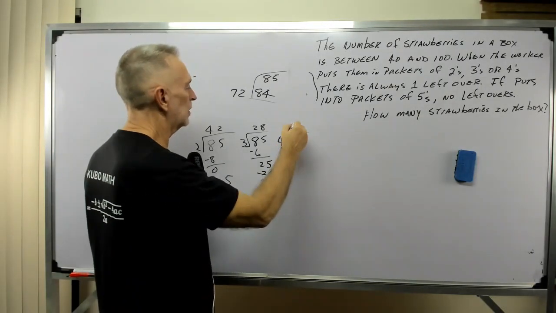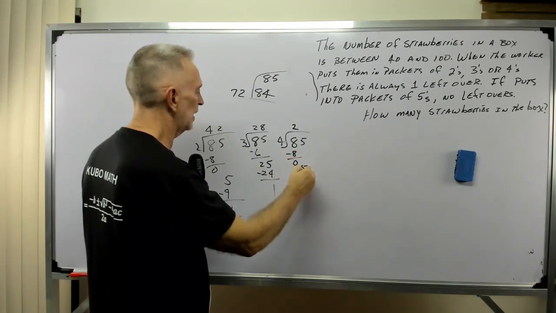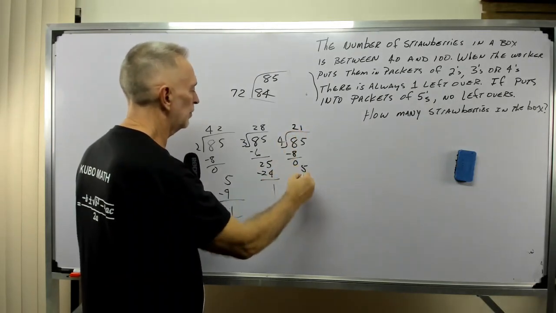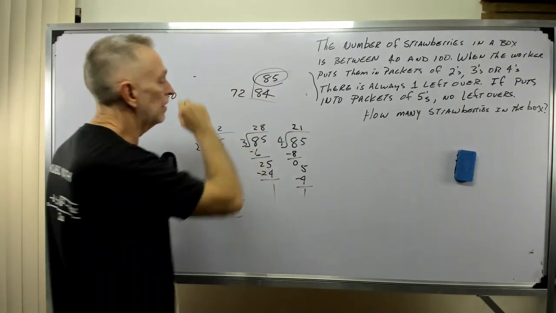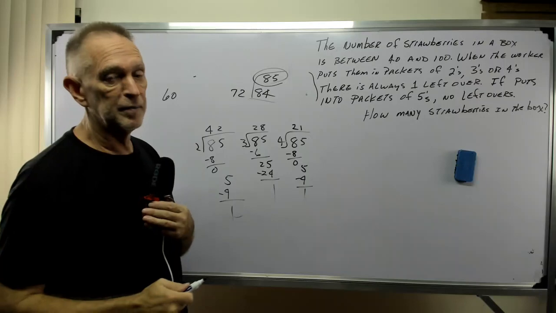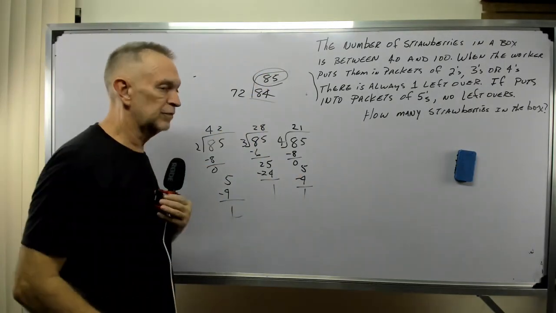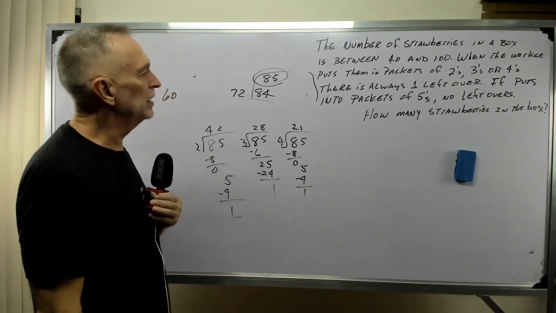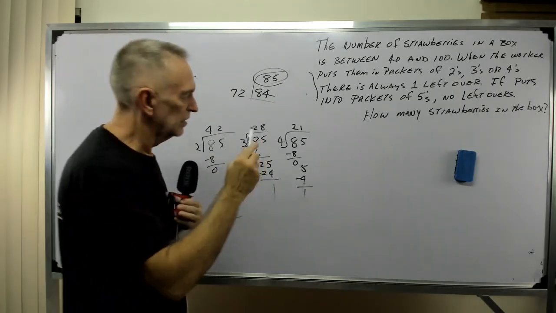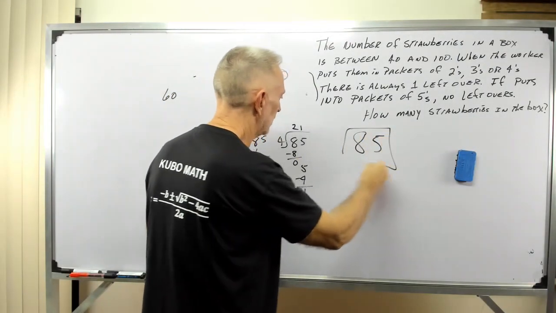Hey, 85. 4. This is going to work out, isn't it? 2 times 4 is 8. 8 minus 8 is 0. Bring down the 5. 1 times 4 is 4. 5 minus 4 is 1. And 85 obviously is divisible by 5 because it ends with either a 0 or 5. Ends with 5, so that works out. So how many strawberries are in the box? There's 85 strawberries in the box.